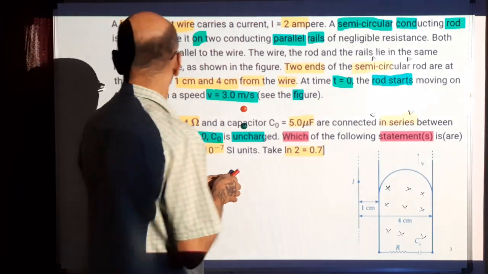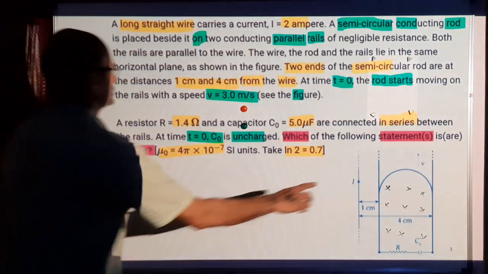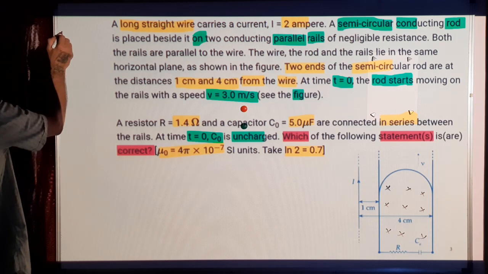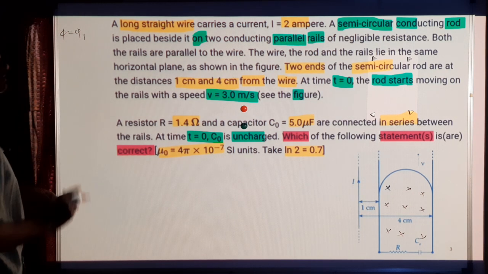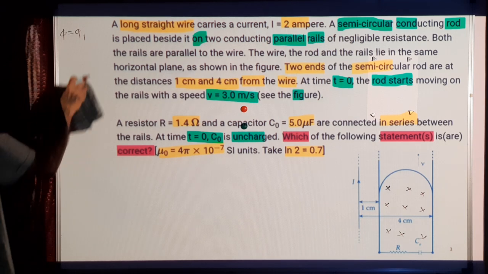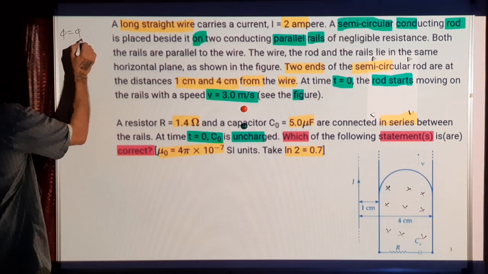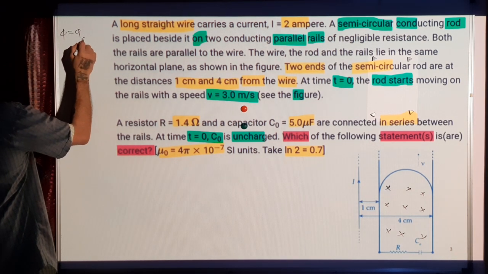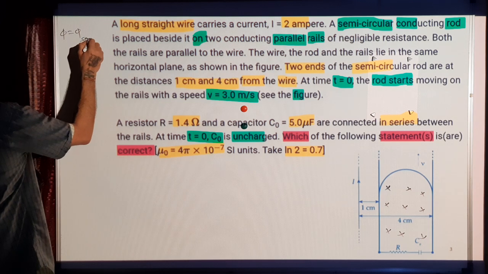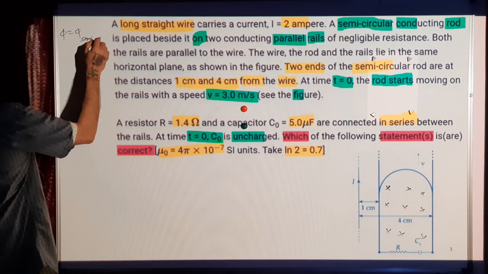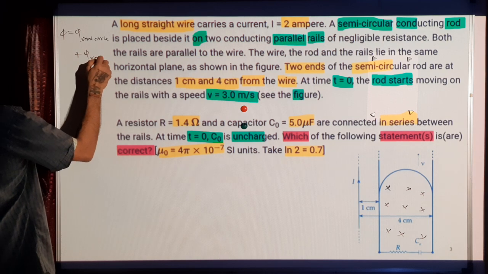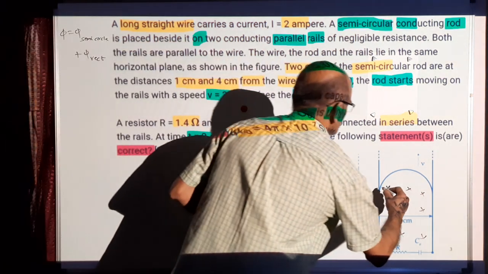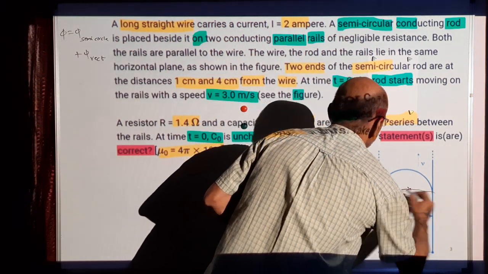So this flux phi, which is linking this closed path, we can consider as made up of two parts: phi 1, which is the semicircular region, plus phi of the rectangular region. This is the rectangular region.